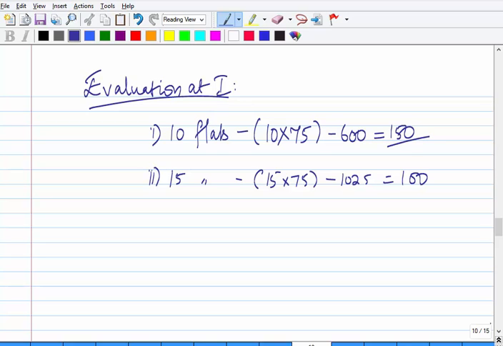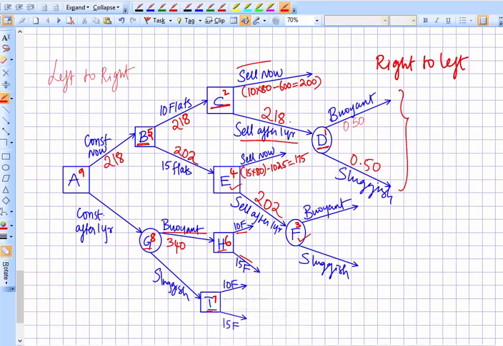So what is the decision when the market condition is sluggish? Sluggish, we have to go with 10 flats because that gives net benefit of 150. So let's go back to the diagram and indicate that in the diagram. If you are exposed to sluggish, then we have to go with 10 flats so that we get net benefit of 150. So now we have completed H and I.